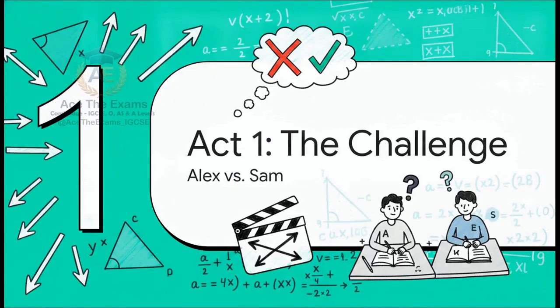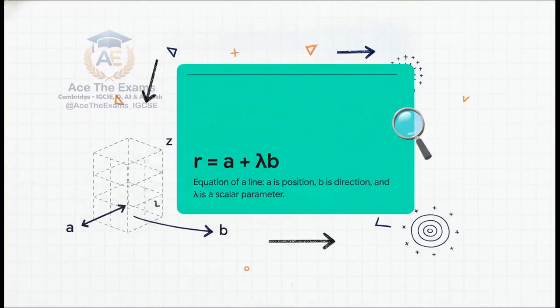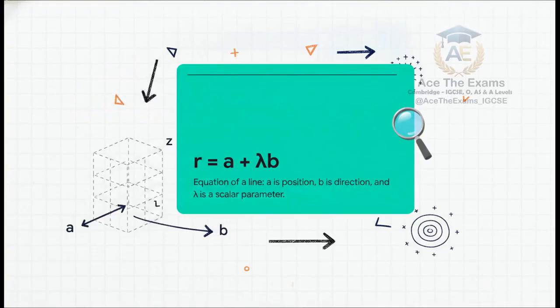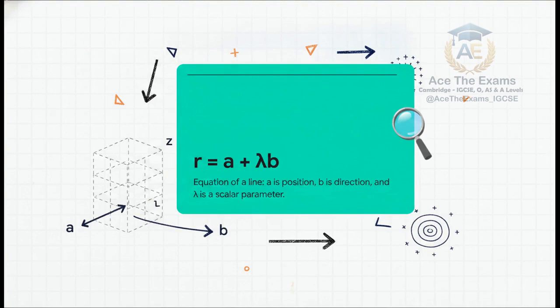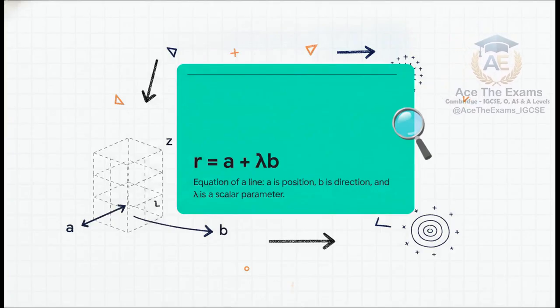Act 1, the challenge. We're going to look at 2 hypothetical students, Alex and Sam. Okay, before we critique our 2 students, we absolutely have to establish the baseline mathematics. We need to be speaking the same language. The vector equation of a line r equals a plus lambda b is honestly beautifully simple when you break it down into its core components.